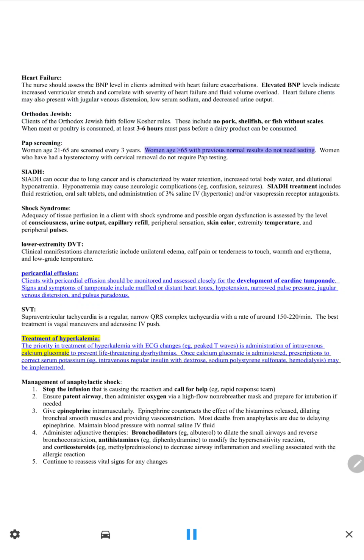Women age greater than 65 with previous normal results do not need testing. Women who have had a hysterectomy with cervical removal do not require Pap testing.